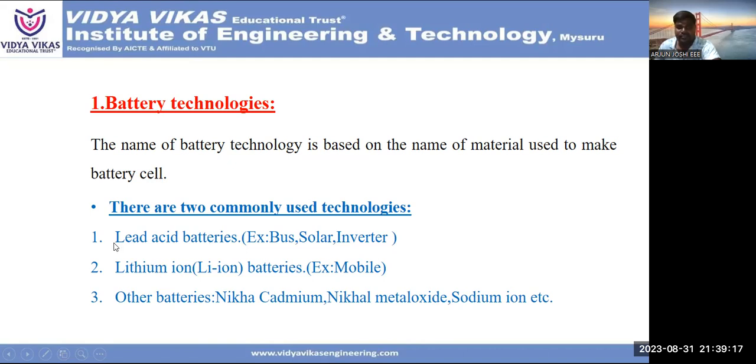For example, what is an example of a lead acid battery? Bus battery, solar battery, inverter battery. And what is an example of a lithium ion battery? That is nothing but our mobile battery. Other batteries, nickel cadmium, nickel metal oxide and sodium ion batteries, are also available. But the major application-oriented batteries are lead acid batteries and lithium ion batteries.